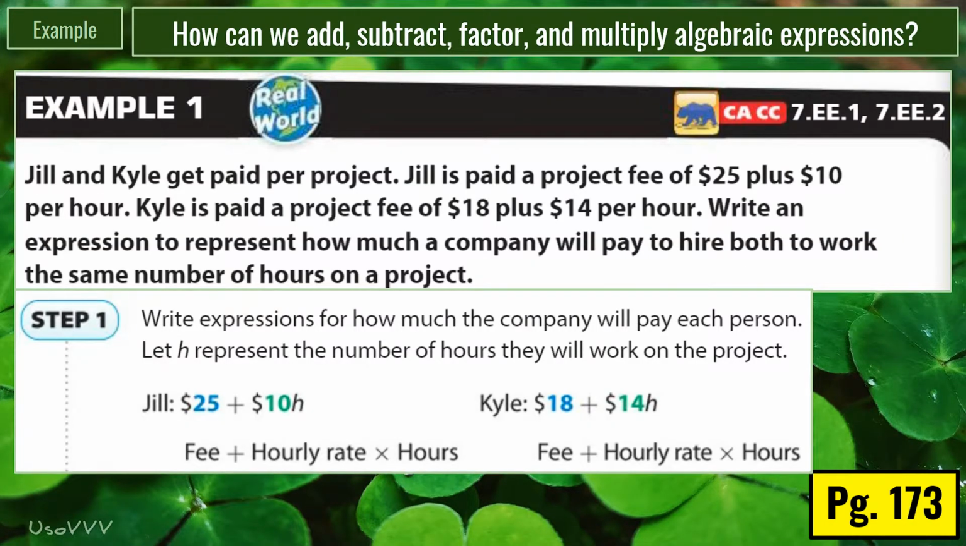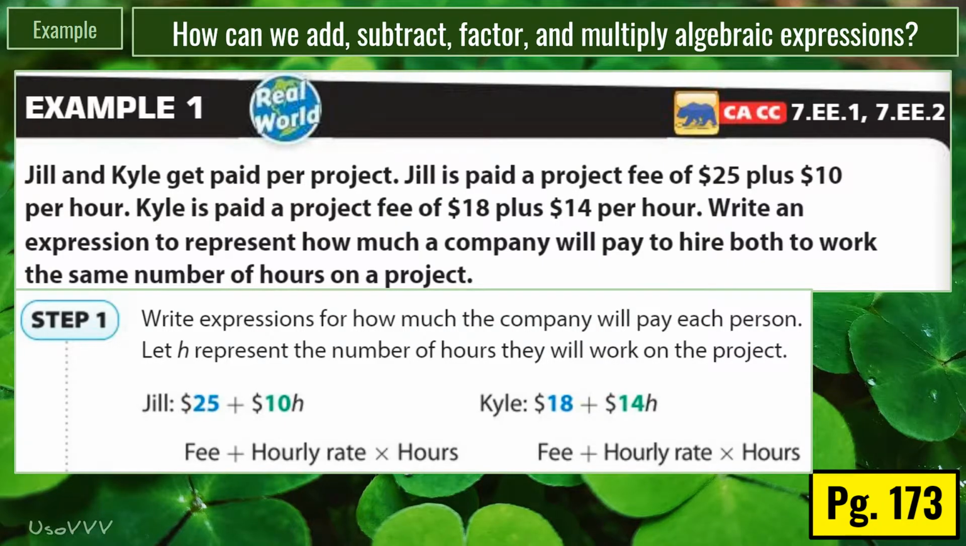In this example, it tells us that Jill and Kyle get paid per project. They get paid a little bit differently. It tells us Jill is paid a project fee of $25. So no matter how long she works, she gets a flat fee just for being hired of $25 up front, plus $10 per hour. Kyle is paid a project fee of $18 plus $14 per hour. So these two people get paid a little bit differently. It wants us to write an expression to represent how much a company will pay to hire both to work the same number of hours on a project.